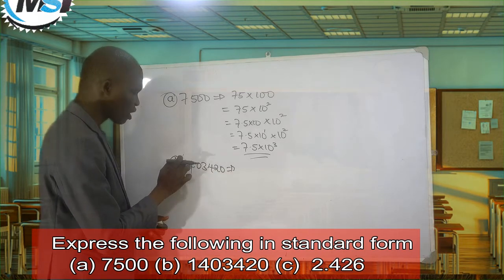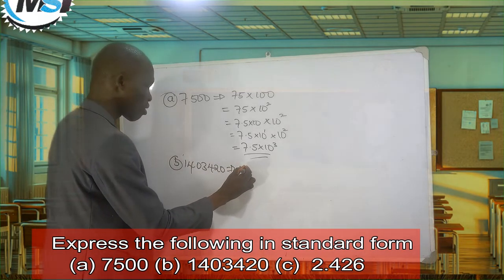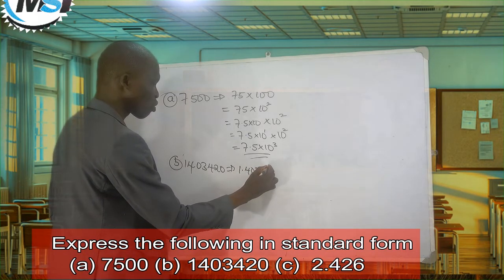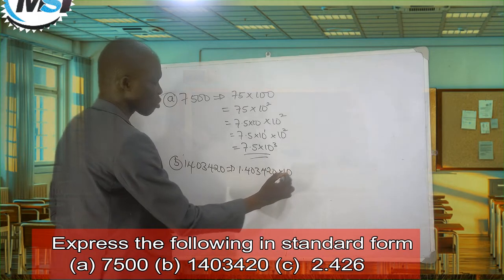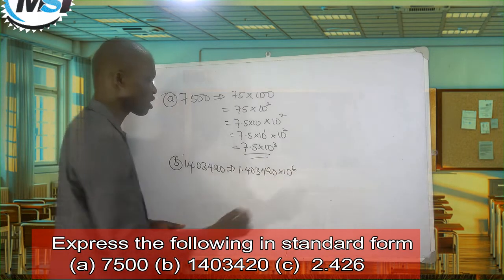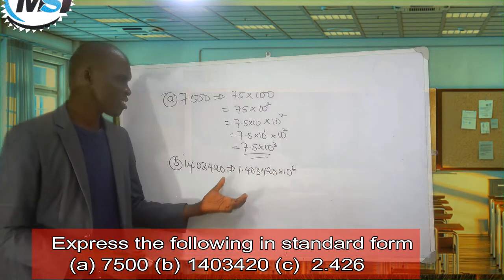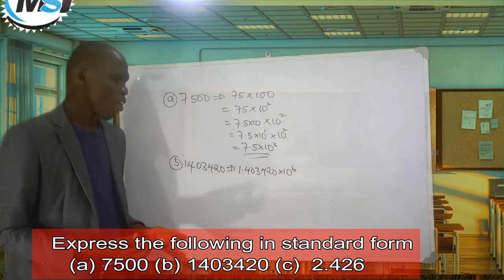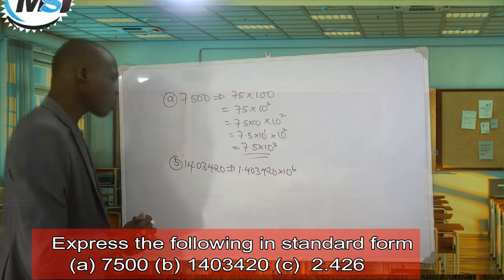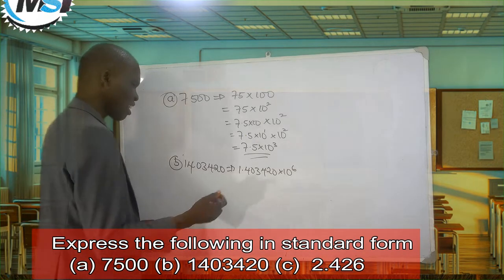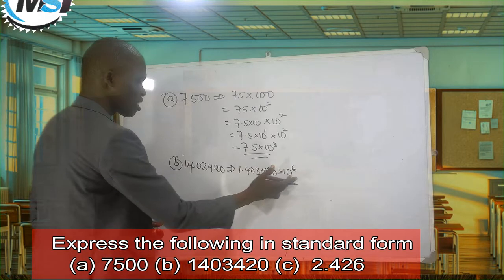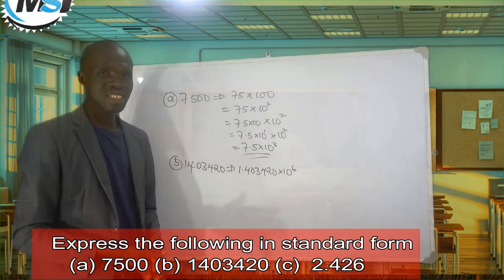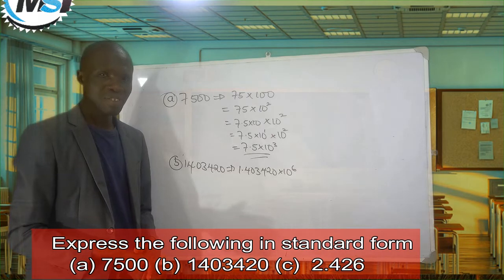So this will give me 1.403420 times 10 raised to the power what? 6. Just in a simple form. Right? Just in a simple form, you still get your answer. I believe you understand this, right?